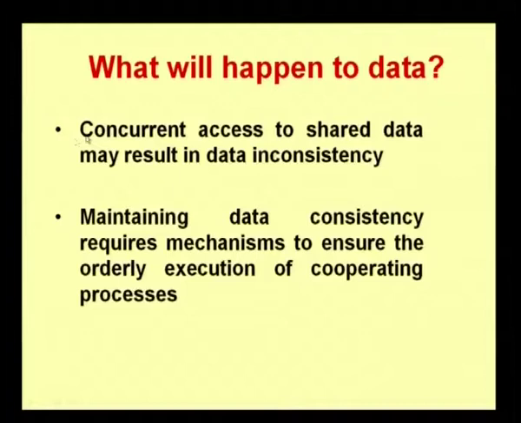So what is a critical section? If it is going to enter into a critical section, how is it handled? First we will see what will happen to the data that has been put in a process. Here the concurrent accesses to shared data may result in data inconsistency, because at the same time you are going to access the shared data. Maintaining data consistency requires a mechanism to ensure the orderly execution of cooperating processes. I suppose you might remember the difference between a cooperating process and an independent process.